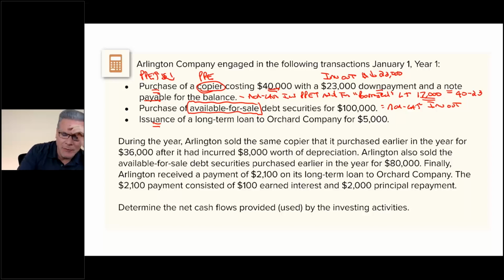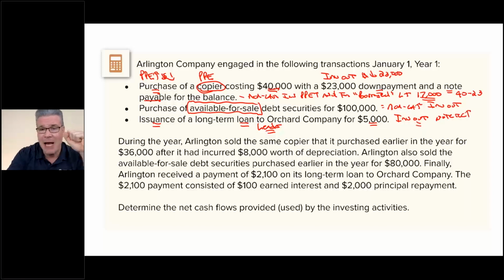Issuance of a long-term note, we're making the loan. So folks, we're the lender. Be careful. If we're the borrower, it's financing. We're the lender. We're lending out $5,000. That is an investing outflow. Note receivable is going to go up. As the note receivable goes up, cash is going down. Okay, now they tell me during the same year, we sold the copier, we sold PP&E.